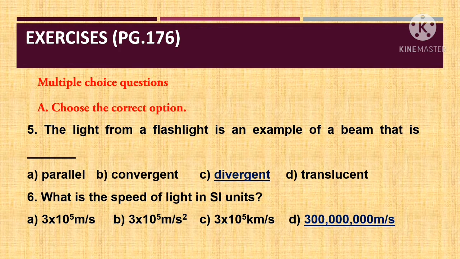Question 6. What is the speed of light in SI units? A. 3 × 10^5 meters per second. B. 3 × 10^5 meters per second squared. C. 3 × 10^5 kilometers per second. D. 3 × 10^8 meters per second. Answer option D, 3 × 10^8 meters per second.